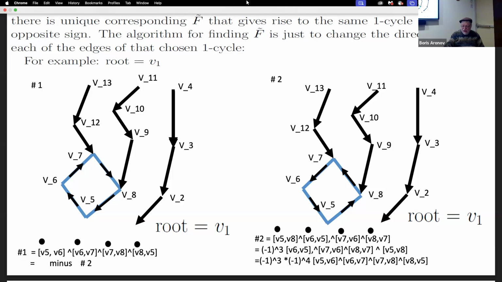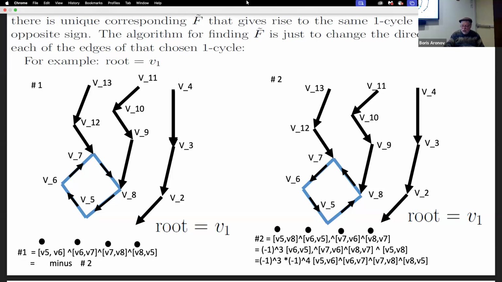On the other hand, if I look at this square, with everything else left the same, but this little one cycle, this little blue square, oriented the opposite way, what happens is that from V5, I will have the edge going to V8. From V6, I'll have only the edge going, with this orientation, from V6 to V5. From V7, I'll go to V6, and from V8, I'll go to V7.